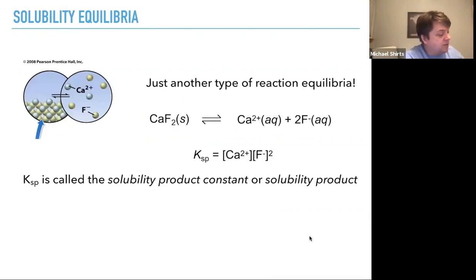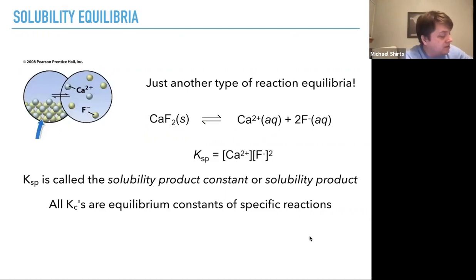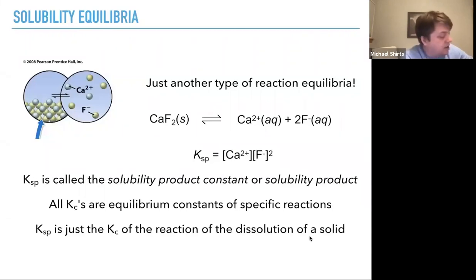And so KSP is the solubility product constant, or solubility product. Again, it's just a Kc, a Kc for something that is usually sparingly soluble. Remember, all the Kcs are equilibrium constants of specific reactions. The KSP is the reaction of an ionic solid dissolving into water.